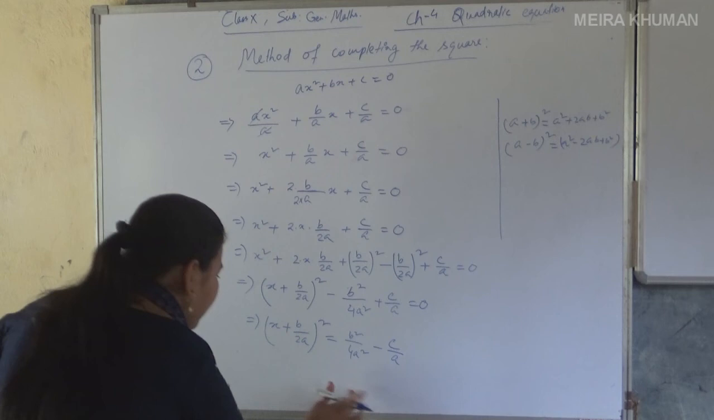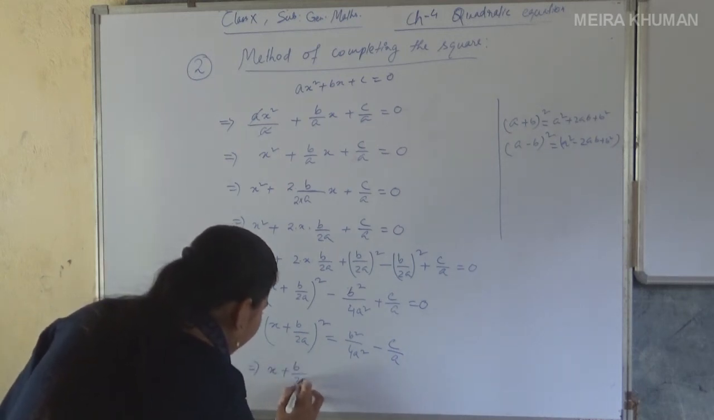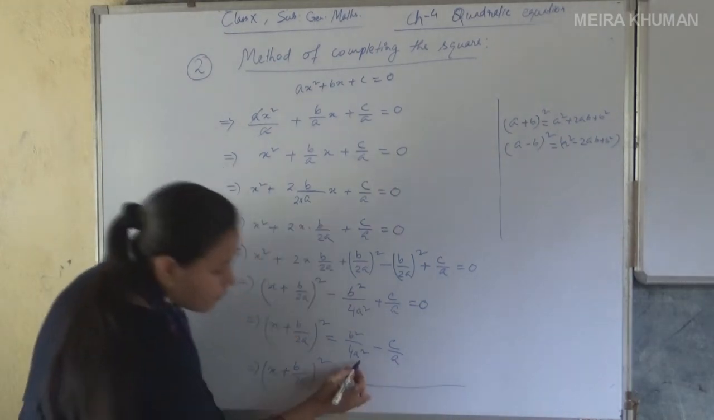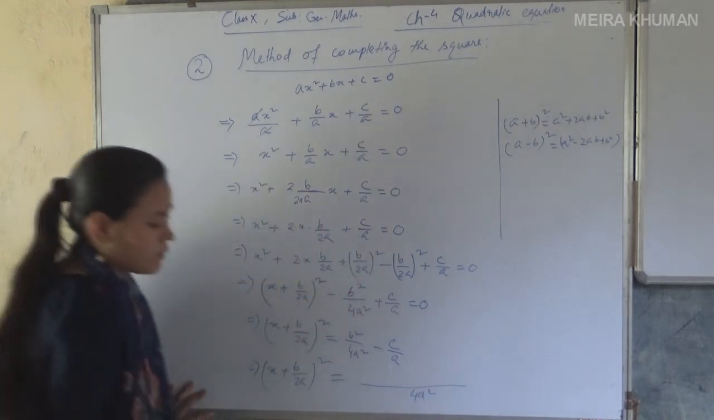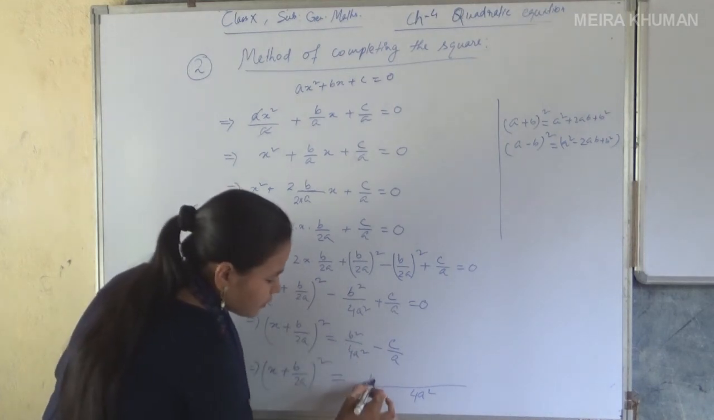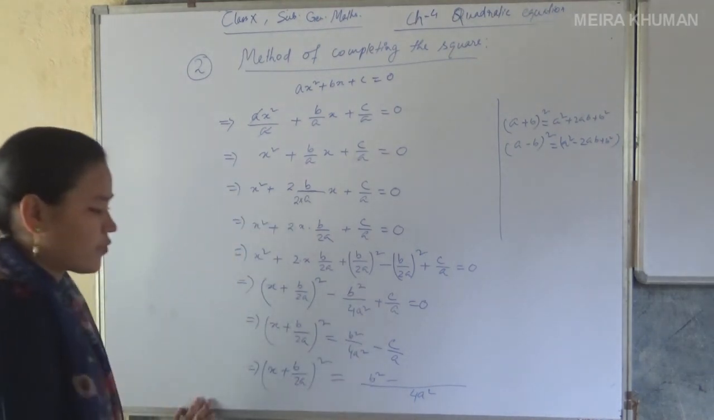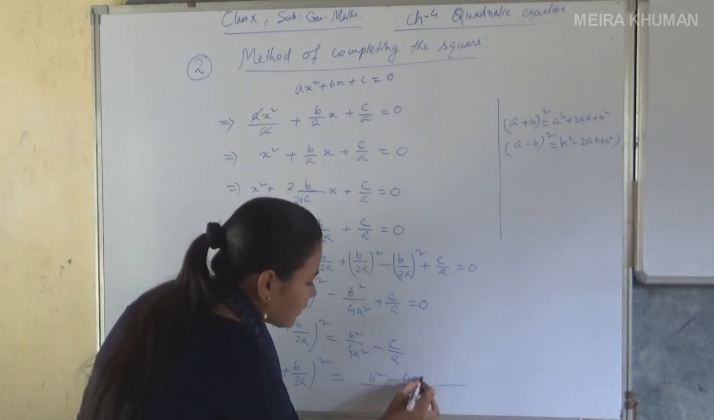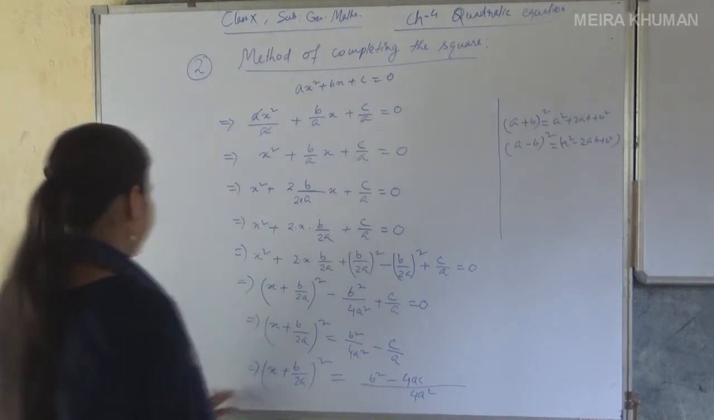Again you can take the LCM here. (x + b/2a) whole square equals, take LCM for a² and a, which is 4a². Then 4a², how many times does it go? Only 1. So 1 into b² is b². Then for this minus c by a, how many times here? 4a. This into c, 4ac. So you are getting b² minus 4ac.